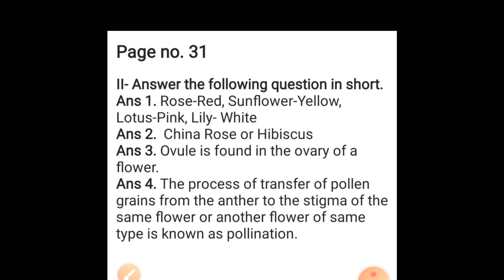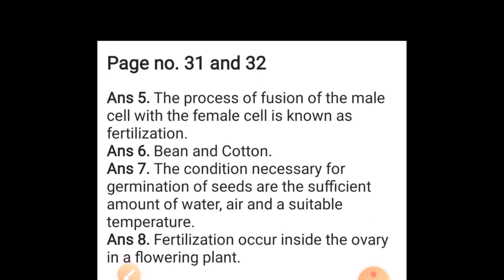Question number 3, in which part of the flower is the ovule found? Ovule is found in the ovary of a flower. Question number 4, what is pollination? The process of transfer of pollen grains from the anther to the stigma of the same flower or another flower of the same type is known as pollination. You can take a screenshot to write all the answers.